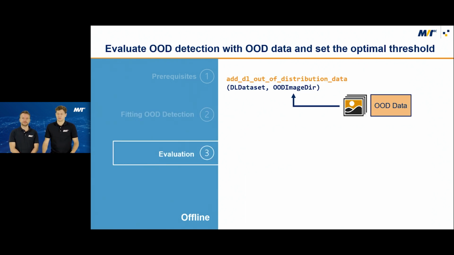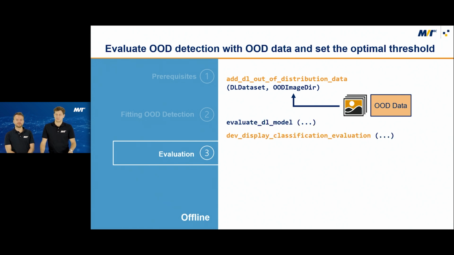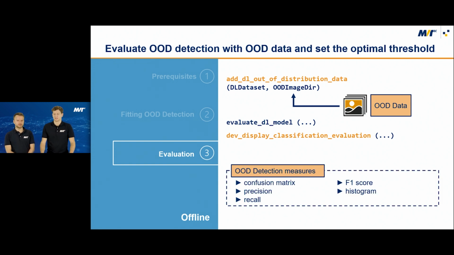However, the out-of-distribution detection workflow offers a possibility to add out-of-distribution data to evaluate the model. This way, you can make sure that the out-of-distribution detection is working as expected. To do so, the user must add out-of-distribution data to the DL dataset with the new procedure add DL out-of-distribution data. To perform the evaluation and display the evaluation results, the standard procedures evaluate DL model and dev display DL classification can be used. We also support standard evaluation metrics which you already know for out-of-distribution detection, such as a confusion matrix or the precision or recall score.